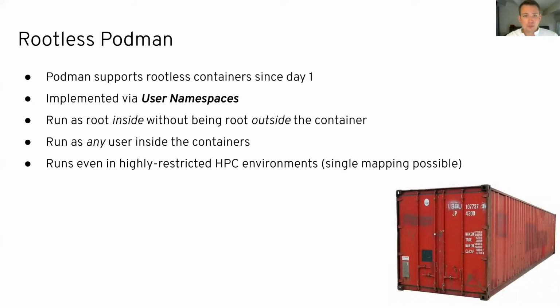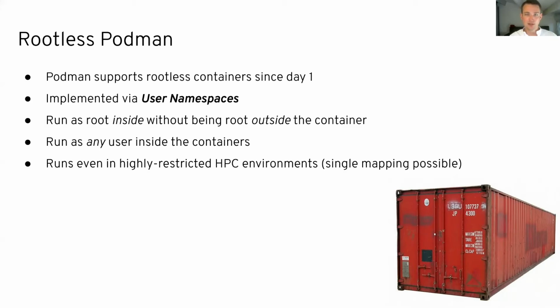So rootless Podman is implemented via user namespaces, and these user namespaces are very important to understand how we can get Podman to run in an HPC environment. So I don't want to go too deep into user namespaces, just scratch the surface. What a user namespace is pretty much doing is it allows for creating a new user ID and group ID mapping. It creates a new namespace, which allows, for instance, for a rootless container.